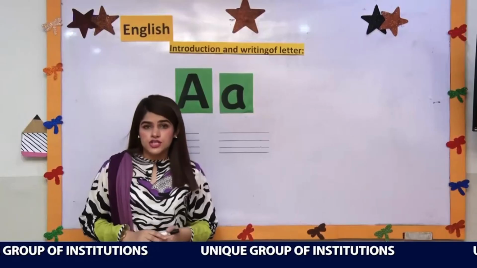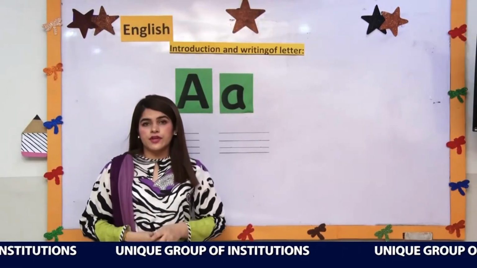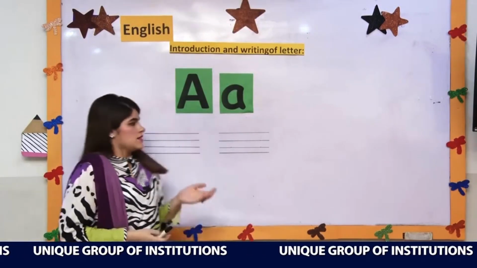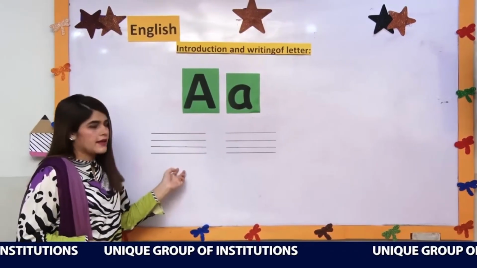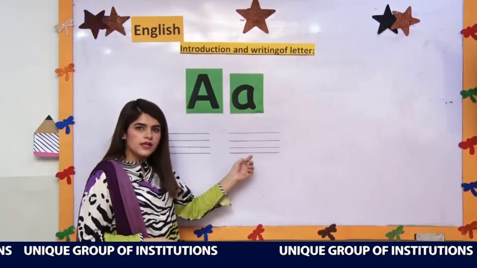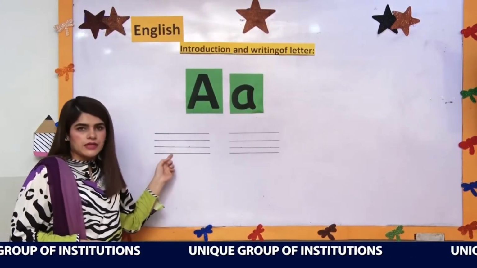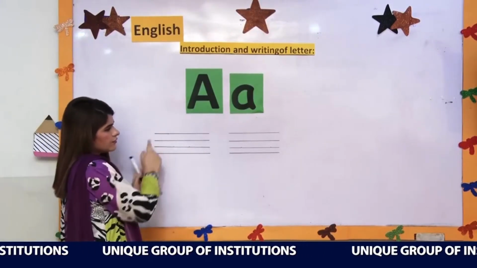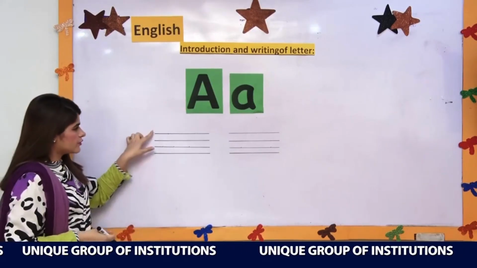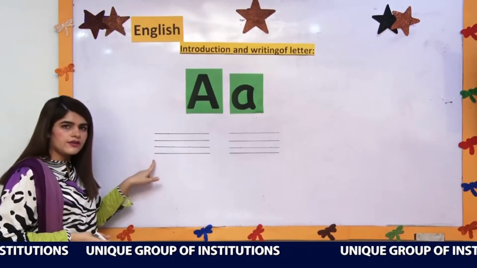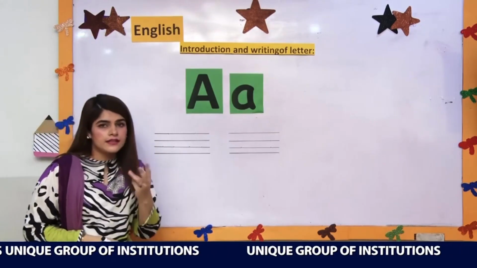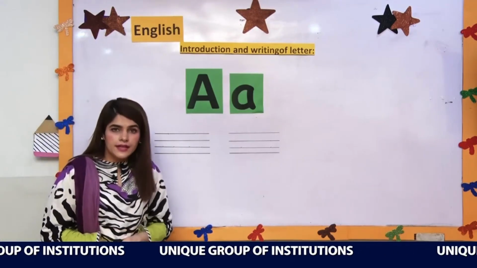So after the introduction and the reading of A, we are going to write the A. So look at the board. Here we are going to write the capital A and here we are going to write the small a. Starting from the capital one, you can see the dots here. We have 4 lines on the board. Count with me. 1, 2, 3 and 4. We have 4 lines to write letter A.